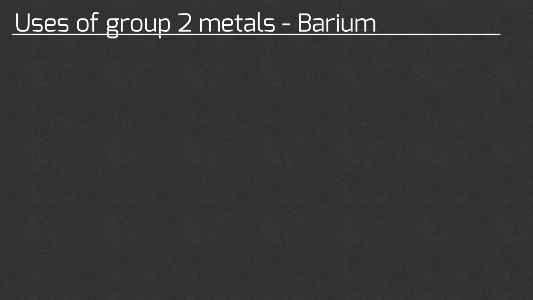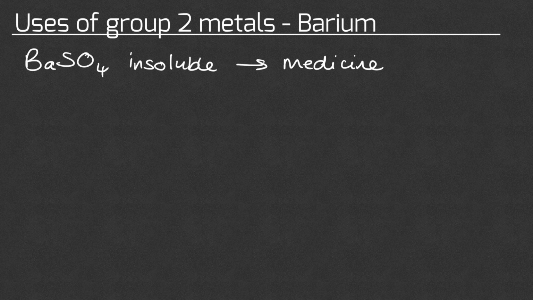We're now going to look at some of the uses of group 2 metals, starting with barium. The fact that barium sulfate is insoluble, like we've just looked at, gives it a really useful application in medicine. X-rays are really good for finding broken bones. The bones absorb the X-rays and therefore they show up on the image. However, they're not very good at finding soft tissues, like the digestive system. So if you need to image the digestive system, you can give somebody what's called a barium meal. It's a barium sulfate suspension, which they then drink.